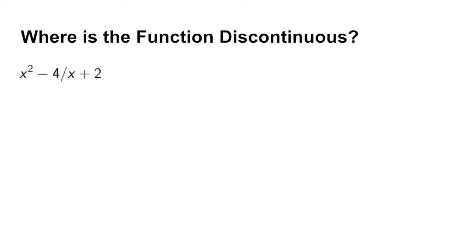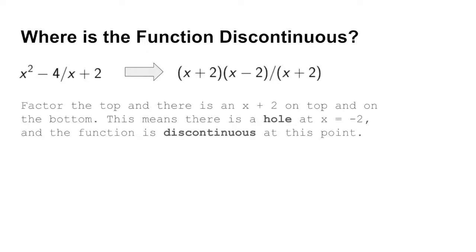The first step is to factor the top. It can quickly be noted that there is an x plus 2 on the top and on the bottom. These create a hole at x equals negative 2, so the function is discontinuous there. Some students might cancel out the top and the bottom and assume there are no discontinuities. It's important to be careful before making moves like that, because you could be getting rid of an answer, which you would be doing in this case.